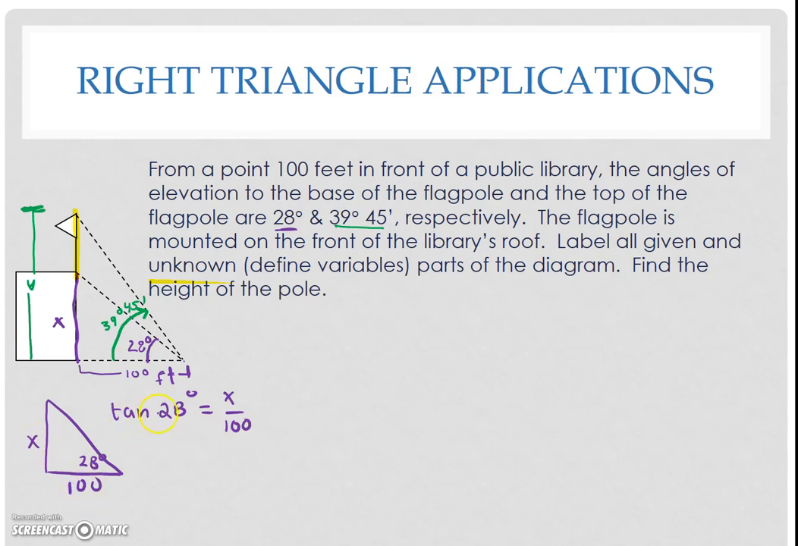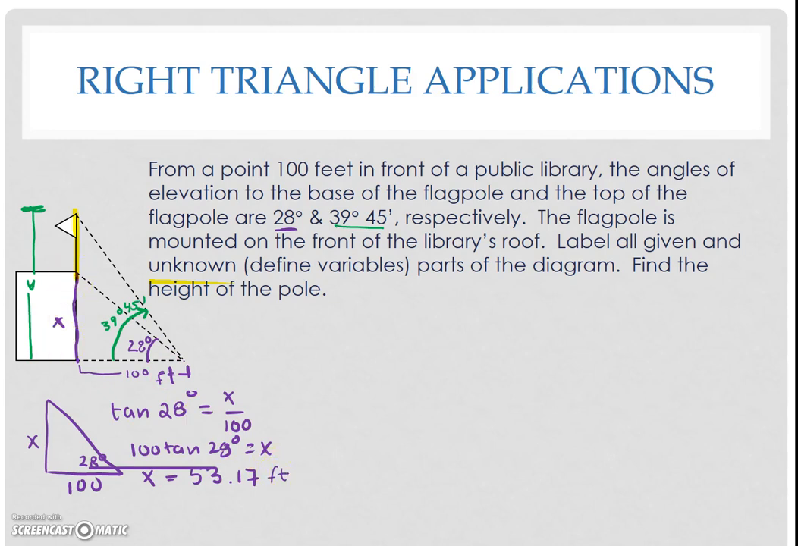SOHCAHTOA, tangent of my angle of 28 degrees is its opposite over its adjacent. TOA, tangent is opposite over adjacent. So I'm going to solve for x by multiplying 100 to the other side, isolating x, which is the height of the library. 28 degrees is not a unit circle number, so I'm going to use the calculator. I'm going to make sure I'm in degree mode. I'm going to type in 100 tan 28 degrees, and I find that x is approximately 53.17. Since our unit was feet here, my x is also going to be in feet.